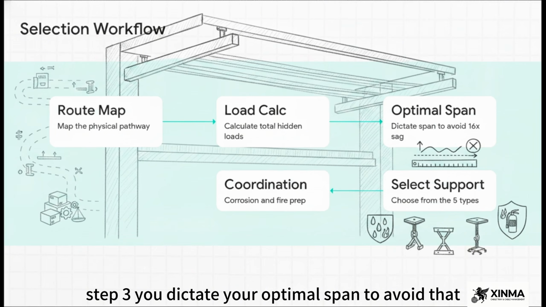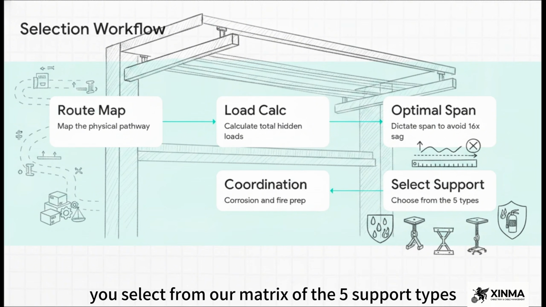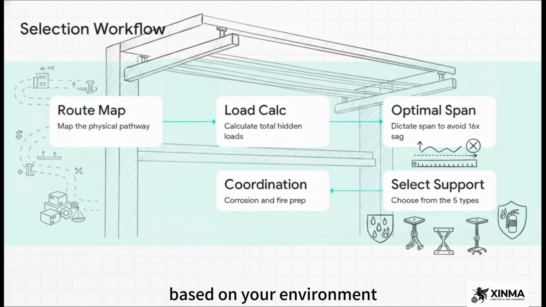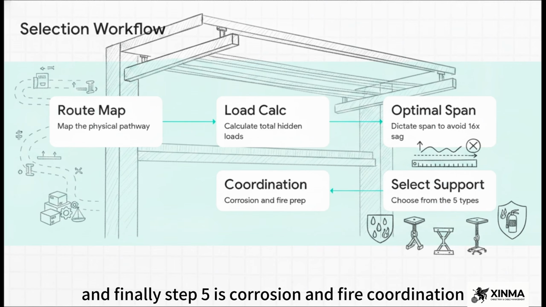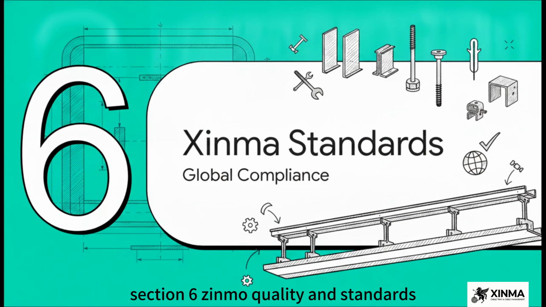Step 3, you dictate your optimal span to avoid that 16-fold deflection trap. Next, step 4, you select from our matrix of the 5 support types based on your environment. And finally, step 5 is corrosion and fire coordination. You have to ensure your brackets and anchors won't rust out in a damp environment or fail prematurely in a fire rating zone. This workflow is what guides you safely from a blank blueprint all the way to a certified installation. Section 6, Xinma Quality and Standards.